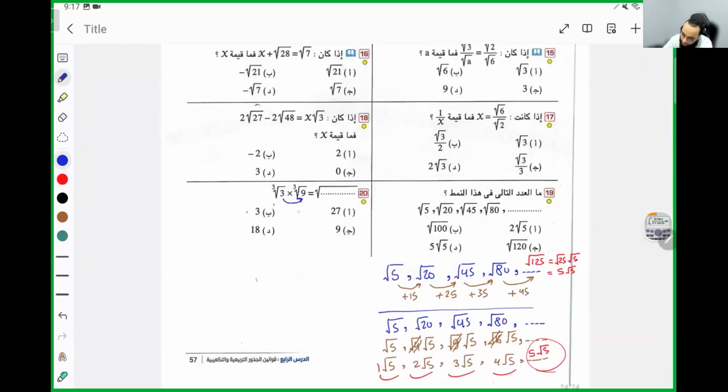3 times 9 is 27. Then it's the cubic root of 27, which is 3. If you want to do it inside the square root, put it as 3 times 3, which is 9. Take care about that. The question was in cubic roots, and the answer is in square roots. 3 below the cubic root is 3, then 3 below the square root is 9. That's enough. Take care about that.